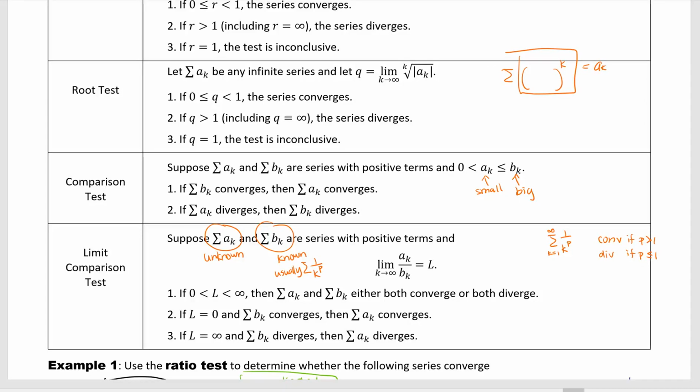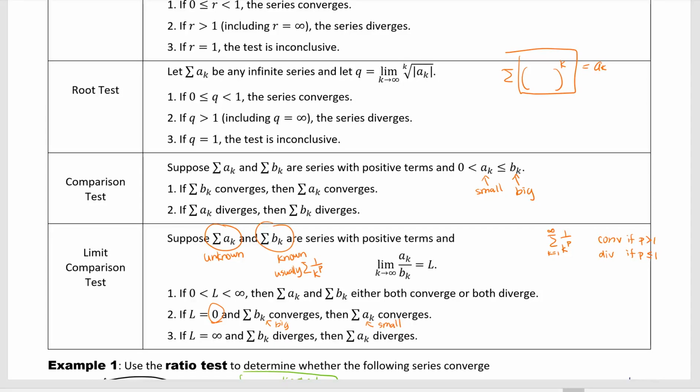If L is 0, which one is bigger? The numerator or the denominator? Well, it's 0, it means the denominator is bigger. So if the big guy converges, then the small guy also converges. So if the limit is 0, this is the big guy and this is the small guy. So big guy converges implies small guy converges.